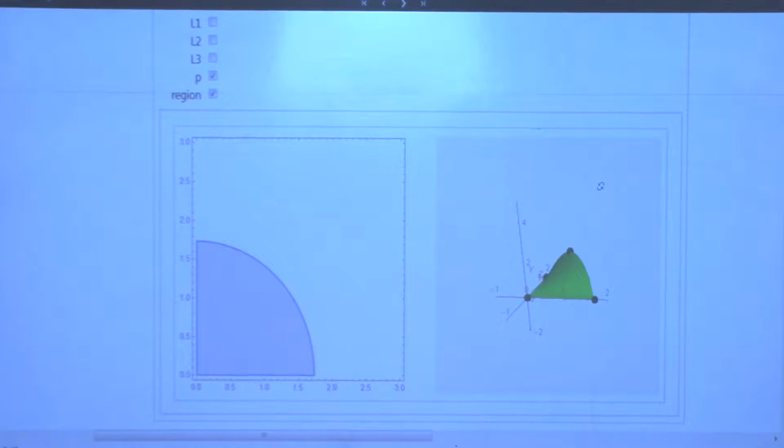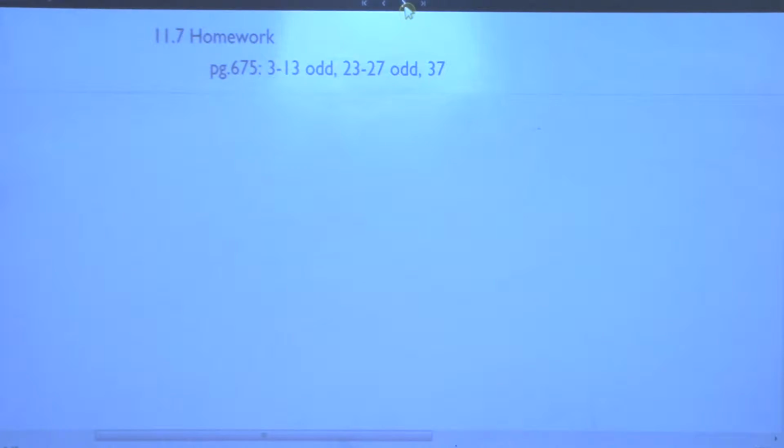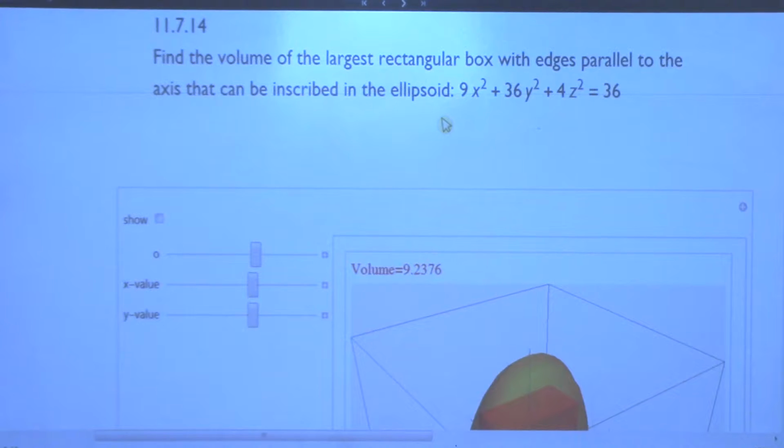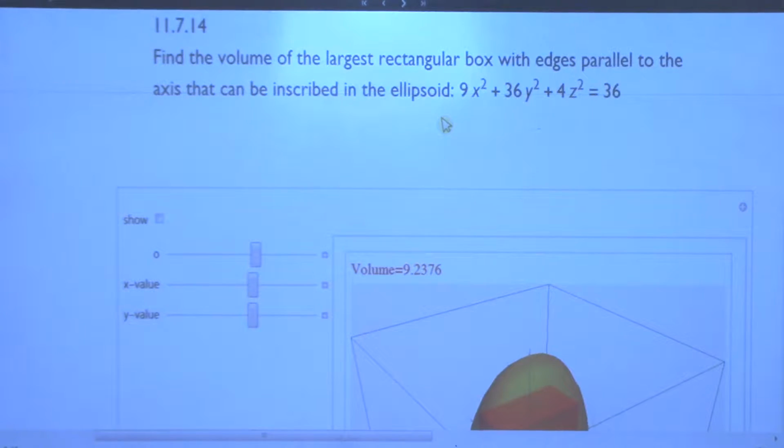Okay, last one for this section. I think that the page number on that might be wrong. Someone can check on that in a minute. But all right, so let's do a word problem. Find the largest rectangular box with edges parallel to the axes that can be inscribed in this ellipsoid.